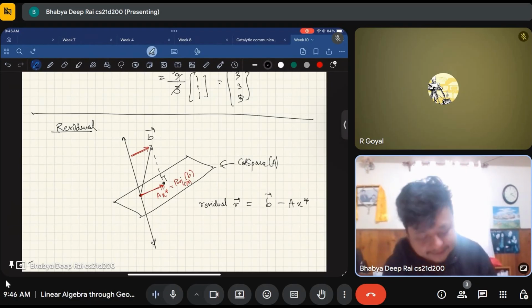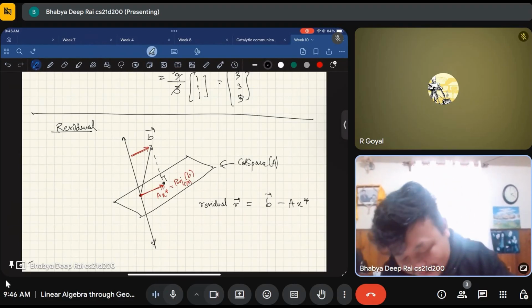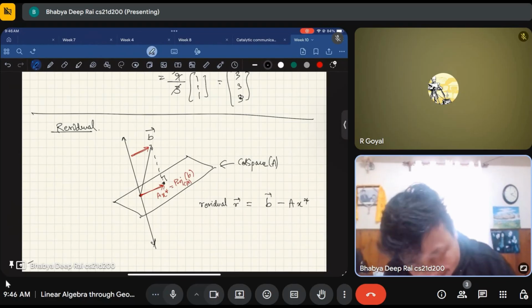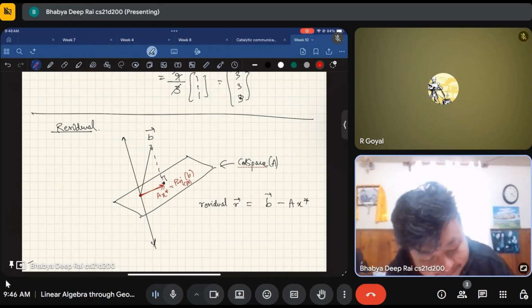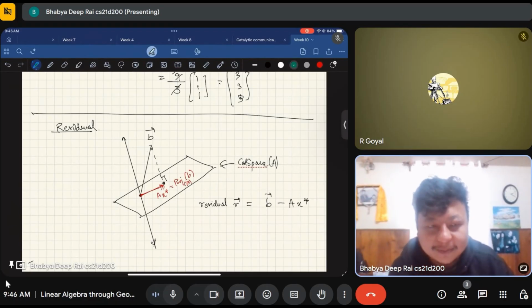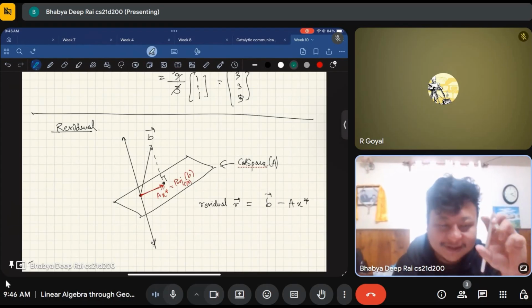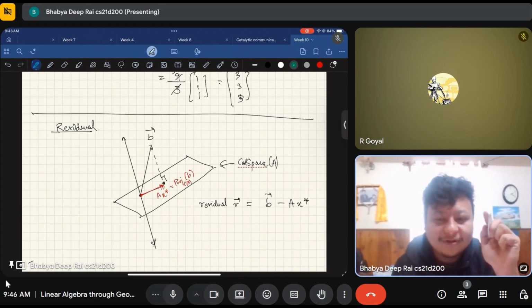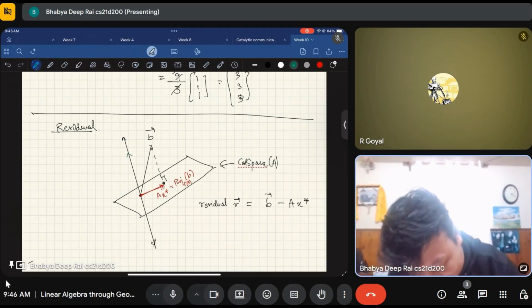So this is the residual. Now what do I get after doing that residual? After finding the residual, I notice that the residual will always be perpendicular to the plane, because if it is not perpendicular to the plane, it will contradict the fact that the least squares Ax star was the shortest approximation. It is the best approximation. So it is always perpendicular.